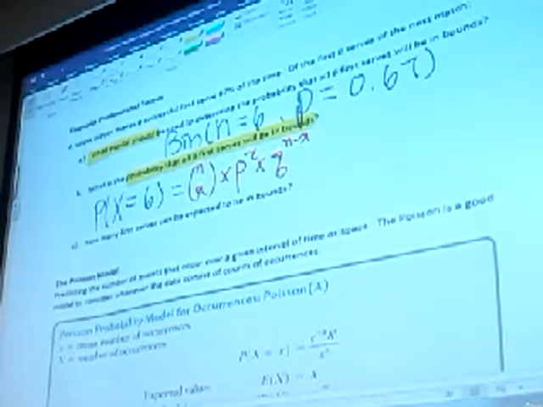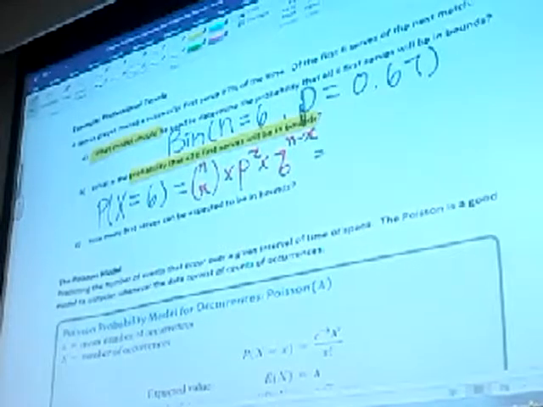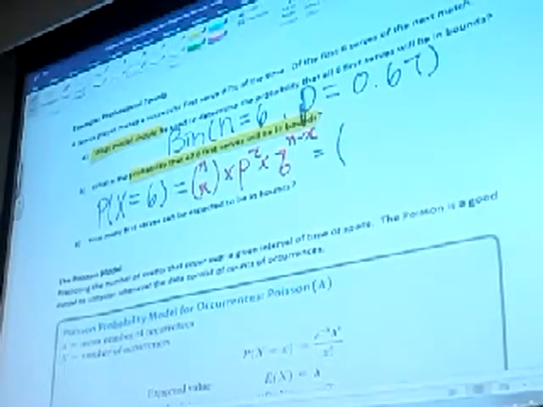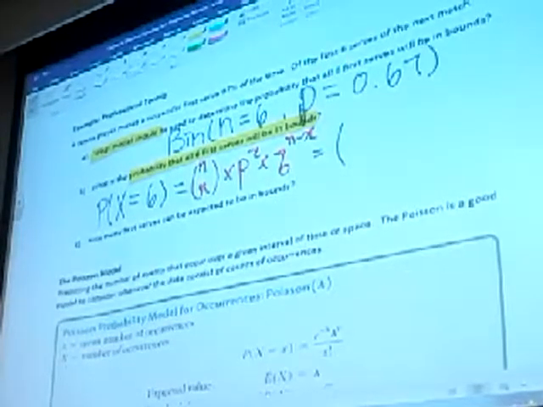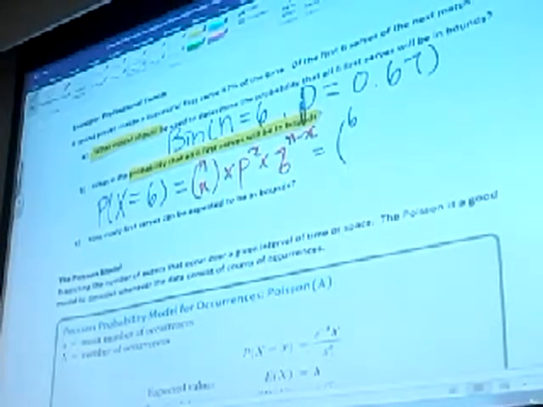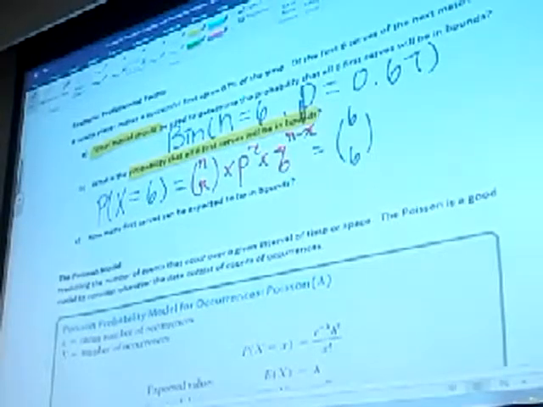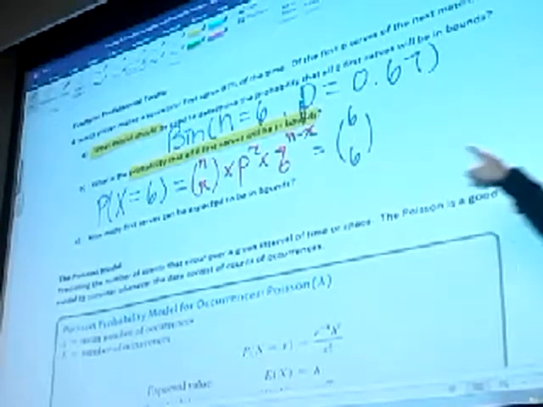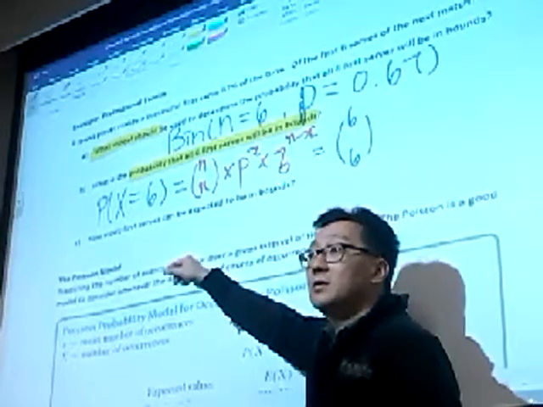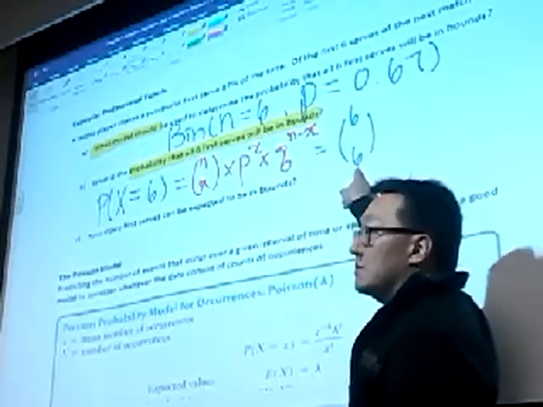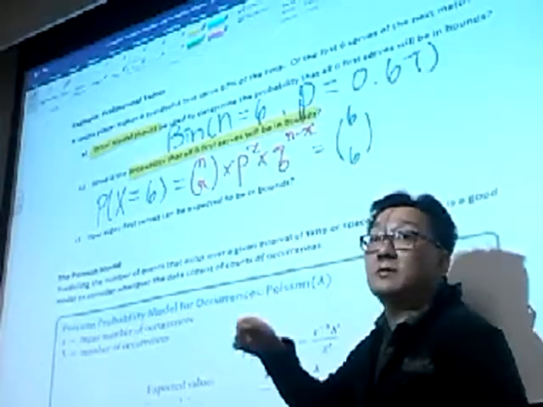What was the formula? n choose x, the big parentheses for the combination, times p to the x, q to the n minus x. How many n? How many independent trials? How many x? How many successes? 6 again. Be careful. The first 6 is n, which is the number of trials. The second is x, the number of successes.